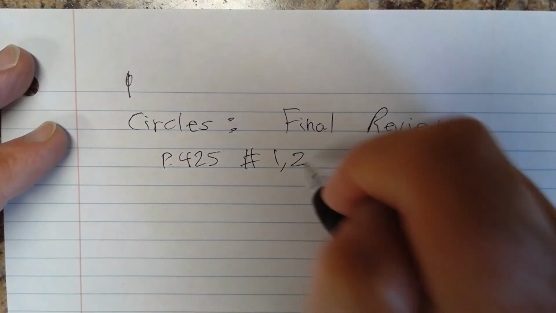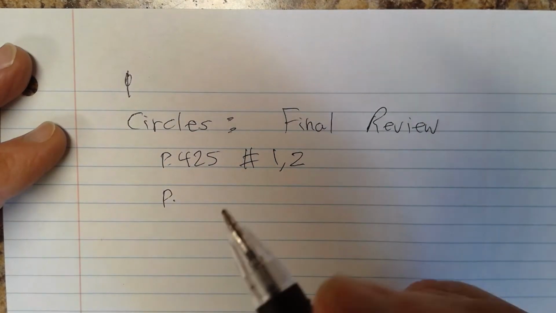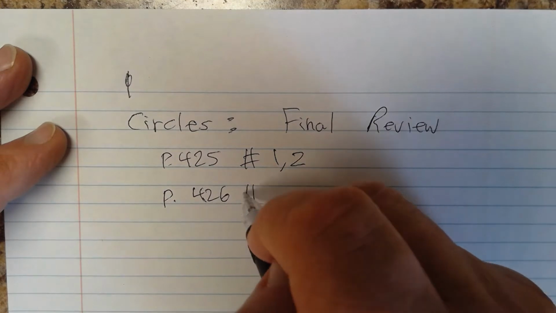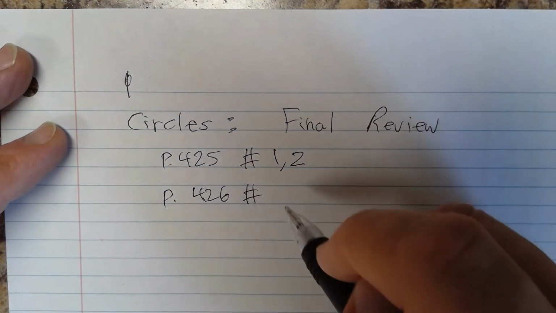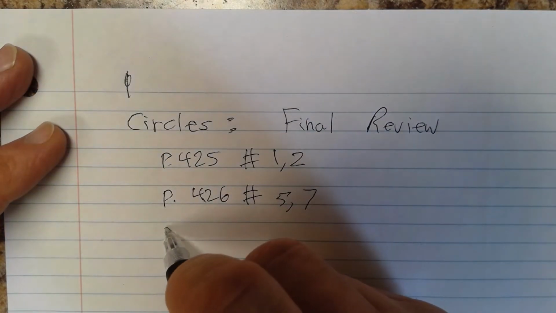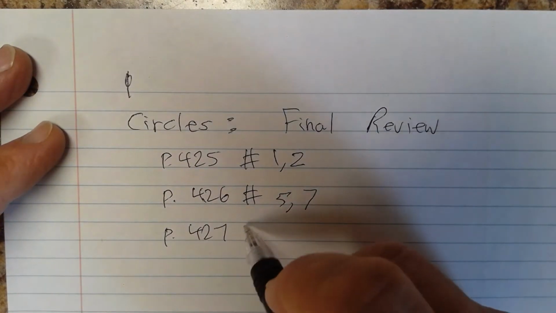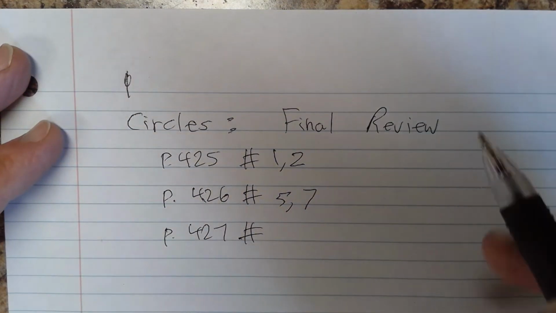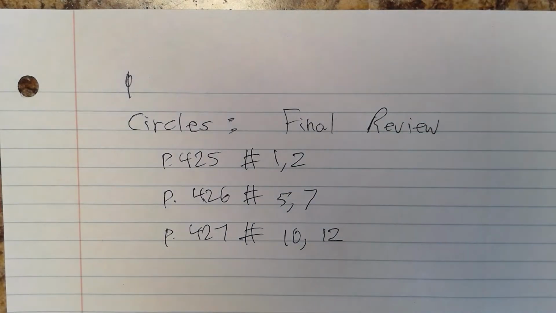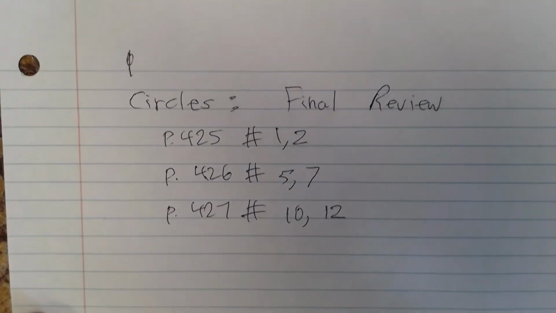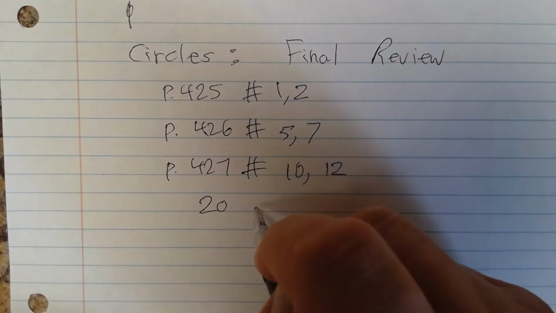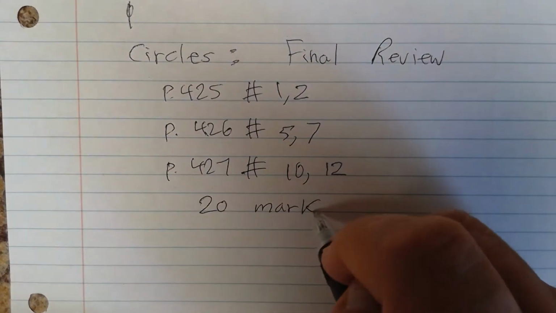Those are going to be numbers 1 and 2. Second ones are on page 426. Those are 5 and 7. And third on page 427, 10 and 12. There's a wealth of questions to choose from. So these are the ones that I picked out. And again, I focused on the diagram questions. And this review will be worth 20 marks.